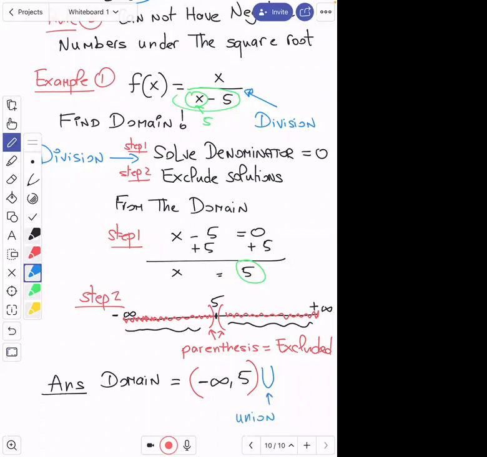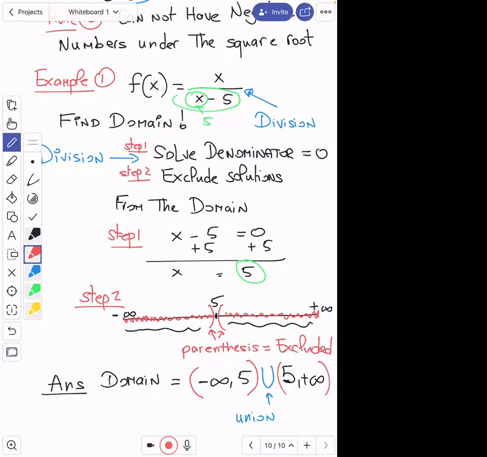Okay. So union means I have 2 intervals. There's a first interval from negative infinity to positive 5, positive 5 excluded, and there is a second interval from positive 5 excluded to positive infinity. So my second interval is from positive 5 to positive infinity. And of course, both of them are excluded.